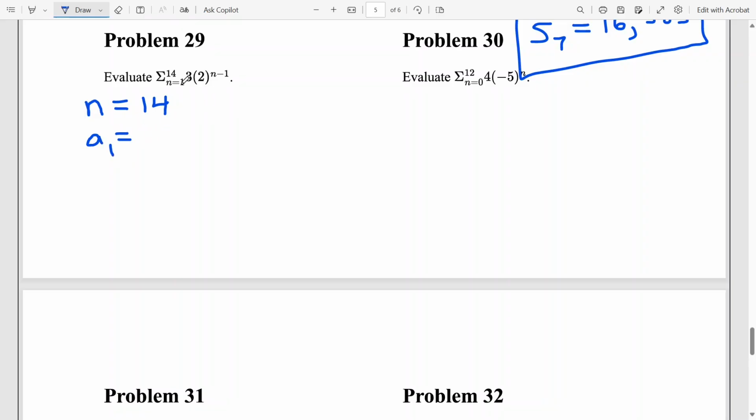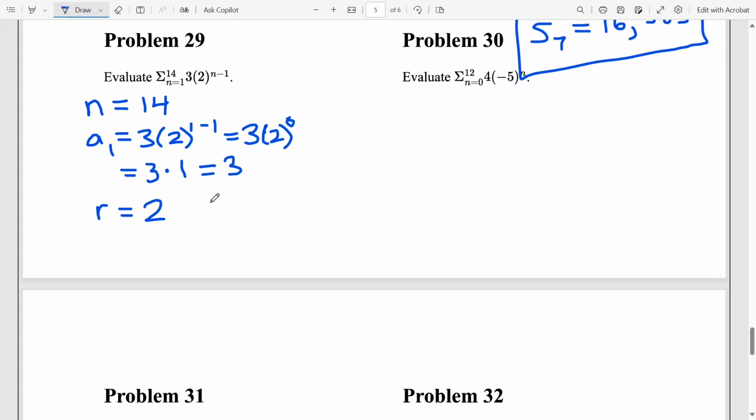which if we enter in 1 for n, so it's going to be 3 times 2 to the 1 minus 1 power, which is 3 times 2 to the 0 power, which any non-zero number to the 0 power is 1. So this is 3 times 1. So my first term is 3. And we need to know the common ratio. So every time I increase n, I multiply by 2. So the common ratio here is 2.